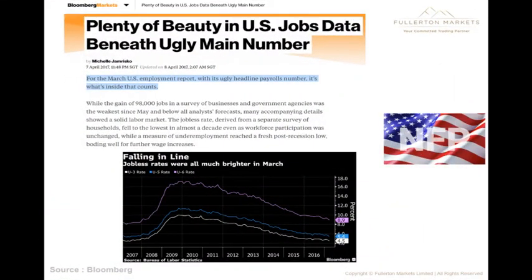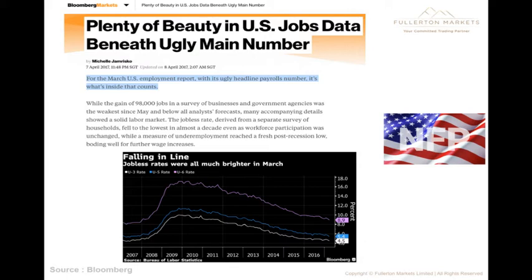The next important piece of news is the non-farm payroll. For those of you who stayed up to watch the market last Friday, you will realize that the non-farm payroll came in like the header of this Bloomberg report, an ugly number. The market was expecting a bad number, but not as bad as this, which is below 100K. The actual non-farm payroll came in at only 98,000.